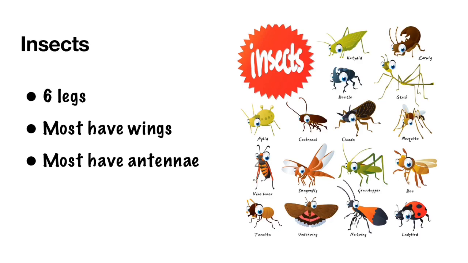They all have 6 legs. Most of them will have wings, and most of them will have antennae. How many antennae do they have on their heads? 2. They will have 2 antennae, 2 wings, and 6 legs. There's only a few that don't have wings or antennae.